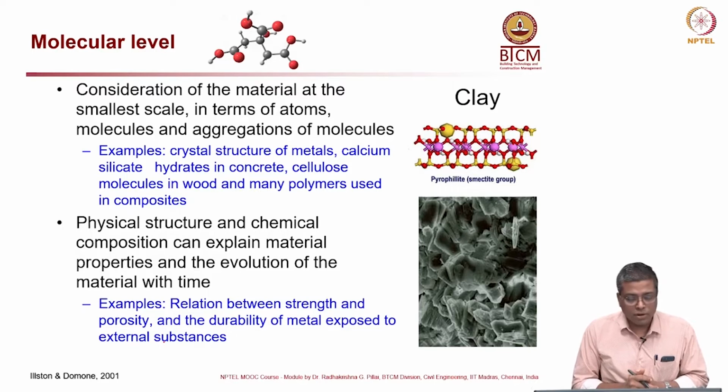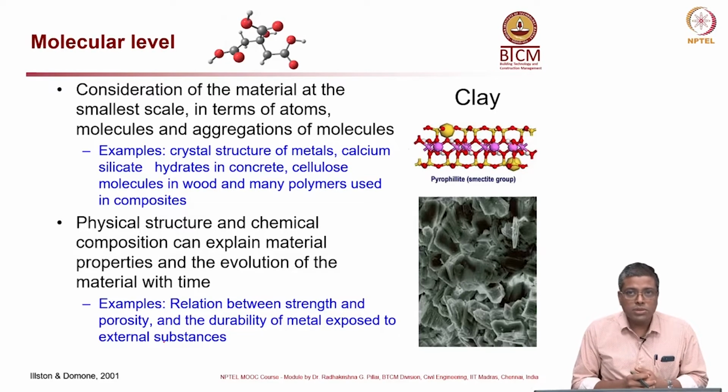In the molecular level, you can see the sketches and images over there. We are talking about atomic bonds, we are talking about lattice structure, crystal structure of metals. On the right side you can see an example which I am showing for clay, where you can see different layers. Clay materials typically are layer type materials, and when you look through a microscope, how it will look like is shown on the bottom right.